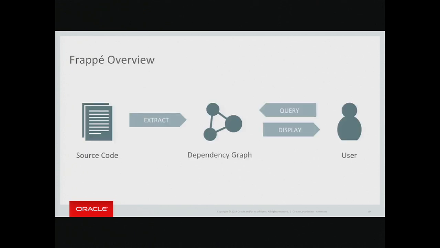So as a quick overview of how Frappé works, we take the source code. From that, we extract precise dependency information, which we store in a dependency graph. We let users query that graph, and we also use the data in the graph to visualize the code so people can understand the overall structure of the system a little better. So I'll now hand over to Ben to tell us a little bit more about how this all actually works.